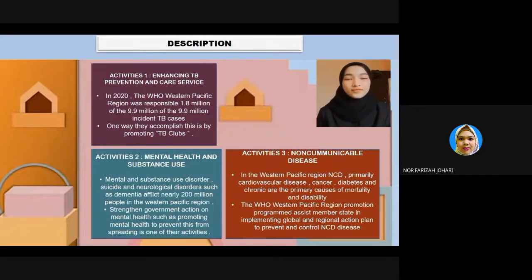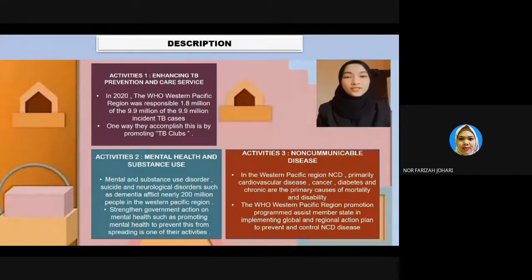Under this division, we focus on three key areas. Firstly, TB and leprosy elimination. Through this, the WHO carries out activities to enhance prevention of TB and care services. In 2020, the WHO Western Pacific region was responsible for 1.8 million of the 9.9 million incidents of tuberculosis worldwide. TB remains a serious public health problem in this region.